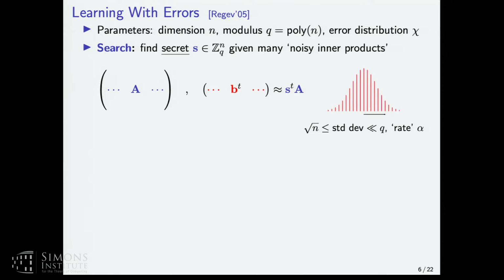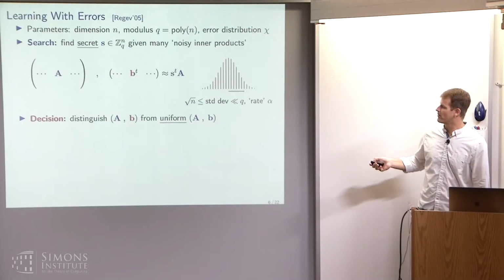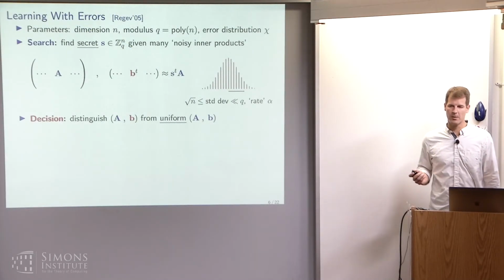Okay, so good. The errors are what makes this problem difficult. That's the search problem. The decision problem, or decision flavor, is asking you to do something a little more mild, or seemingly more mild, which is simply to just distinguish whether you're given an A-B pair that was created in this way, or whether you were given a uniformly random A-B pair.